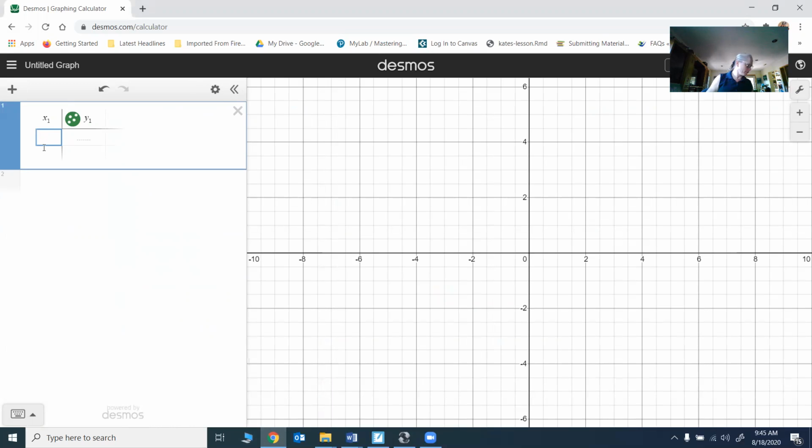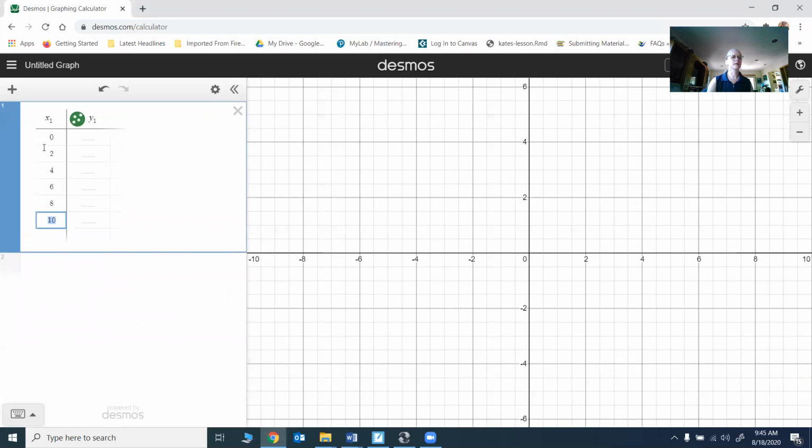I had the values of 0, 2, 4, 6, 8, 10, 12. Desmos is pretty smart because it knows that's what I'm doing, and so it starts filling them in for me. And then my y values are going to be 68, 65, 63, 63, oops, 65, 76, 85, and 91.